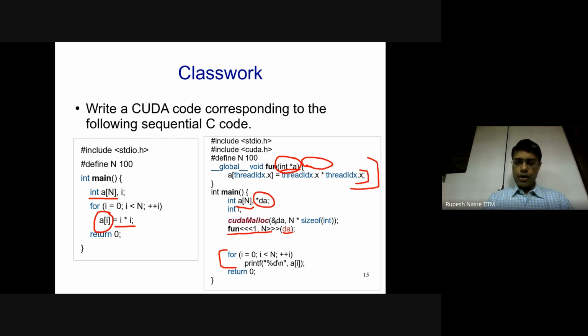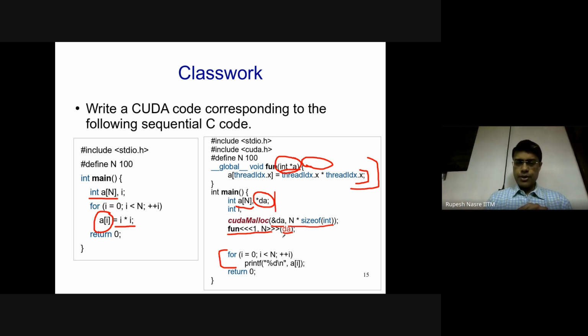Okay, how do I do that? Just do a CUDA malloc, pass address of that pointer, and then tell how many bytes you want to allocate. Very similar to our malloc with slightly different syntax. And that is going to ensure that DA, which is a pointer on the CPU, points to a memory on the GPU.